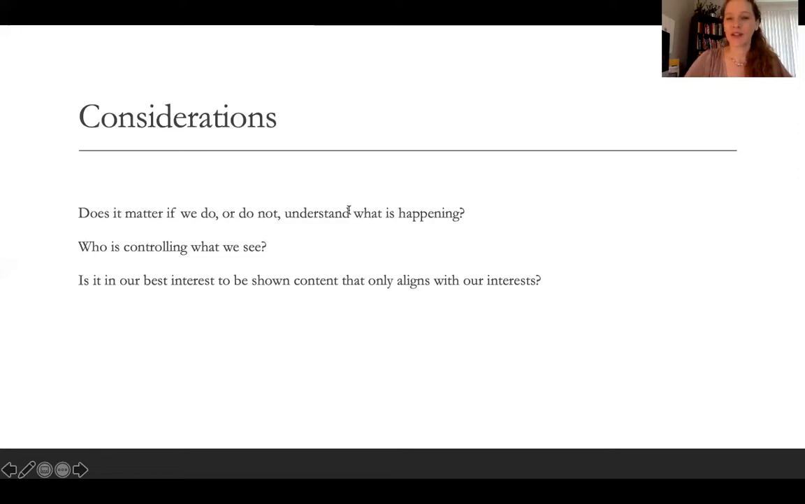By focusing on showing us what they think is interesting to us and what already aligns with our beliefs so that we will engage with it, what do these social media algorithms do to us? What do they do to our beliefs? What do they do to our worldviews? What does this do to us in making us think that the world is similar to our own beliefs? So is it in our best interest to be shown content that only aligns with our interests?